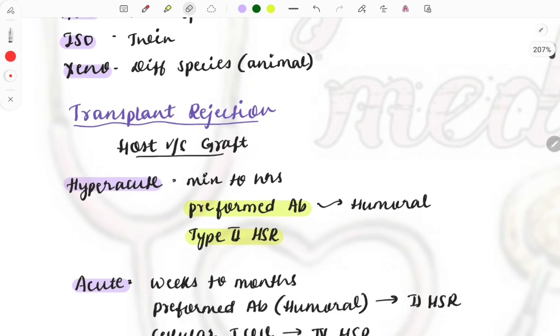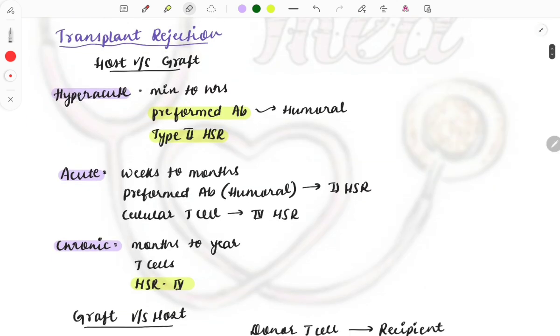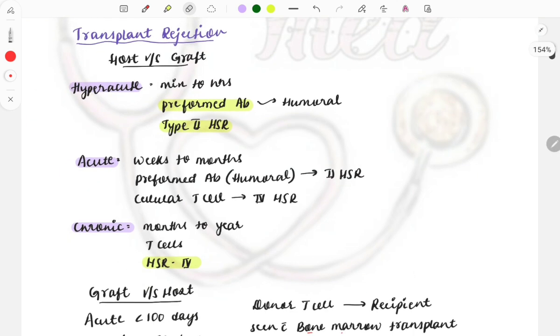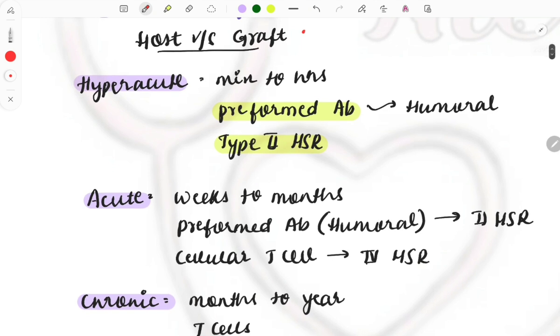Then transplant rejection, so this is also important. Two types of transplant rejection can be seen: host versus graft and graft versus host. So host versus graft is again divided into hyperacute, acute and chronic. Hyperacute, see, acute, we all know that these things will appear early, meaning quickly. Now hyperacute means something is happening even faster than acute, so that one will be called hyperacute.